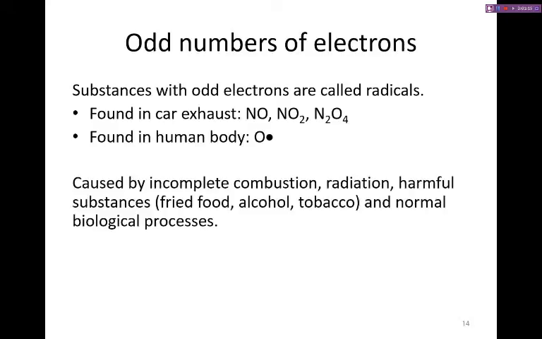These are caused in general by incomplete combustion, which is where you get them from the car exhaust. This can also occur by radiation; radiation from the sun can cause formation of radicals, or harmful substances. You can find radical producing substances within fried food, alcohol, and tobacco, and then even within normal biological processes. As I mentioned above, the oxygen radical is formed millions and millions of times by your body.